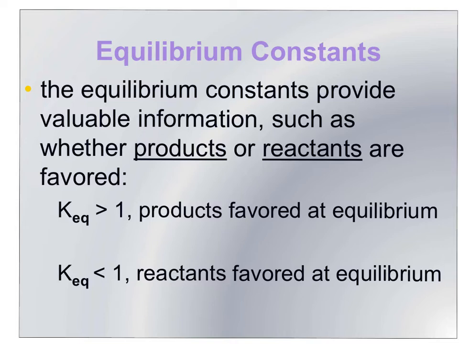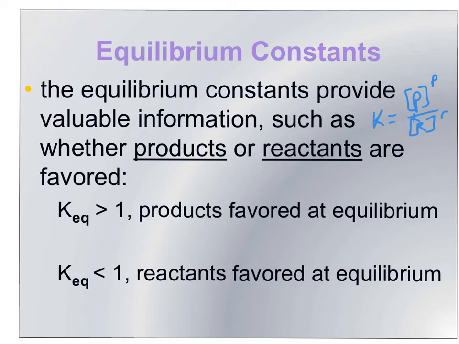Well, remember, K is the ratio of products to reactants. So this number has to be positive, right? Because molarities can only be positive, right? So that ratio will always be positive. If that ratio, if this number, if K, is greater than 1, what does that tell us? That tells us that I have more products at equilibrium than I do reactants.